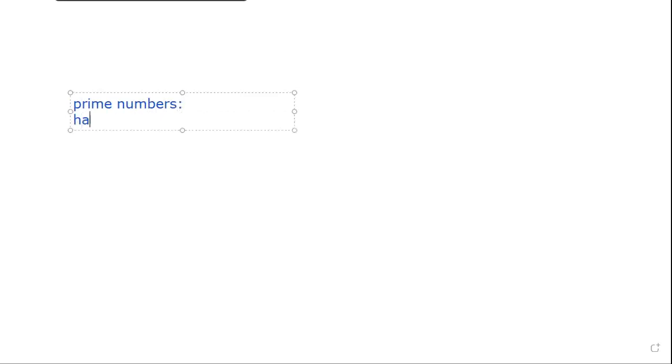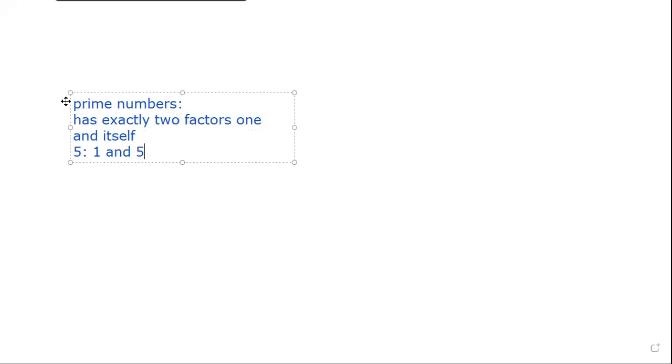A prime number has exactly 2 factors, 1 and itself. For example, 5. 5 has only 2 factors, 1 and 5. So most or all even numbers are not prime numbers. They are composite numbers because they are divisible by 2.